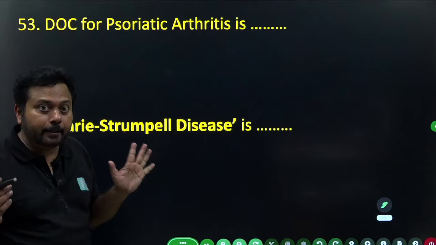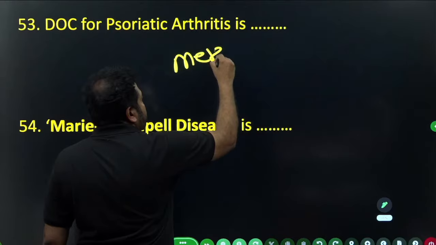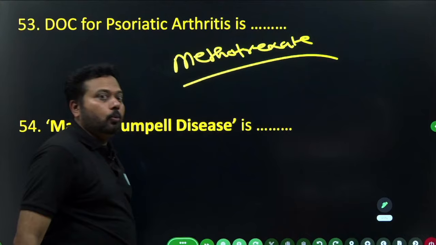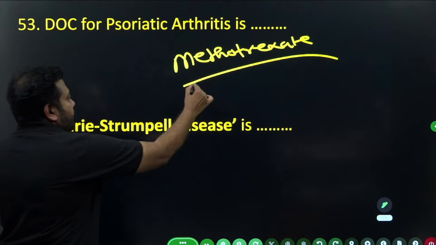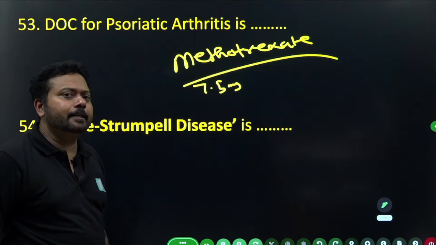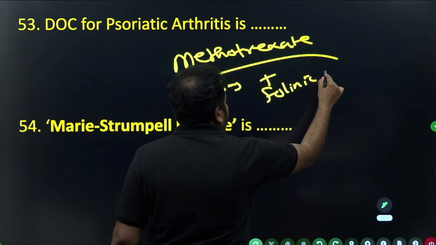Drug of choice for psoriatic arthritis is methotrexate. You all know methotrexate should be given only once a week. It is 7.5 mg once a week and it causes severe folic acid deficiency. So always this should be supplemented with folinic acid.